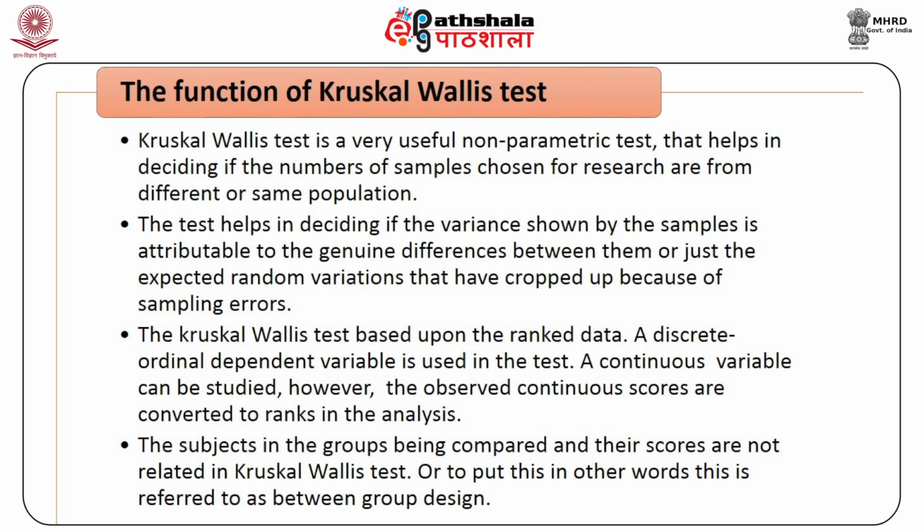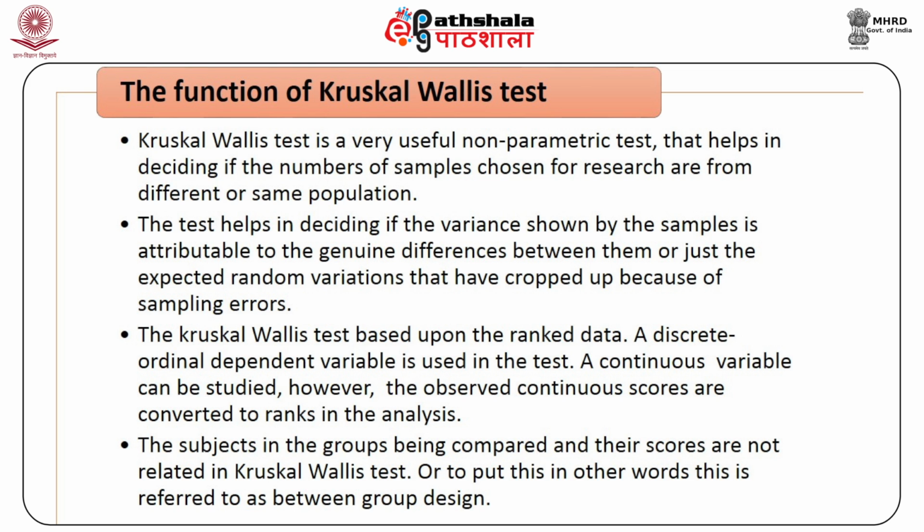Kruskal Wallis test is a very useful non-parametric test that helps in deciding if the number of samples chosen for research are from different or same population. The test helps in deciding if the variance shown by the samples is attributable to the genuine differences between them or just expected random variations that have cropped up because of sampling errors.